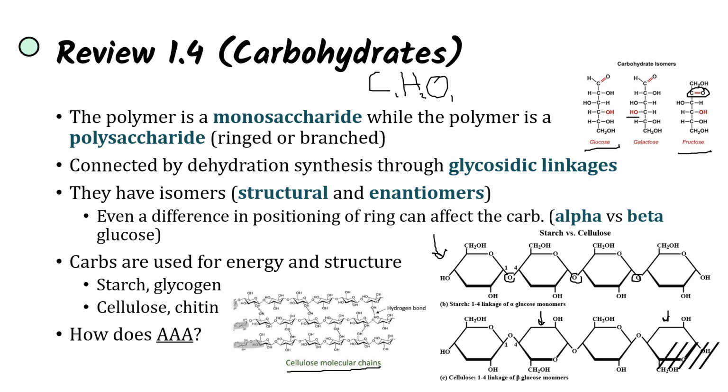So if we look down here, these are cellulose molecular chains. They're chains of carbohydrates, and they're even bonded by hydrogen bonds, and they're formed in these sheets, which make them very strong and very good for providing structural support for the cell wall. Whereas glycogen or starch would be branched so that you can more easily break off carbohydrates and gain energy from the breaking of the bonds.